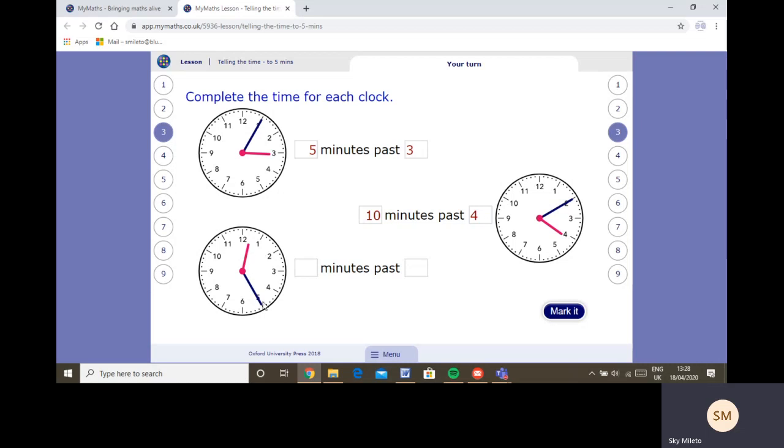Now this one is on the 5. So I'm going to count 5, 10, 15, 20, 25. It's 25 minutes past, and I look at the hour hand, and it's nearly halfway between the 12 and the 1. It's nearly halfway between, because remember, if the minute hand was on the 6, it would be half past. So it's very nearly halfway between. That means it's 25 minutes past 12. All correct.